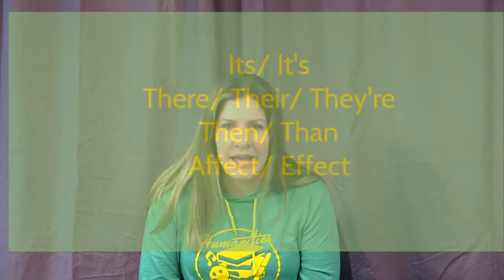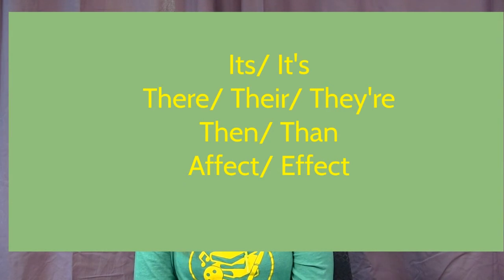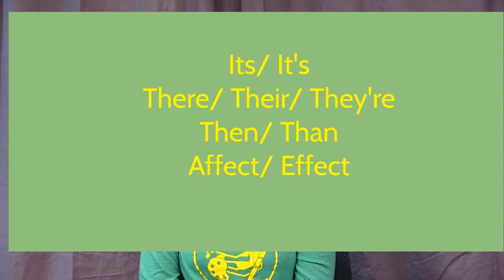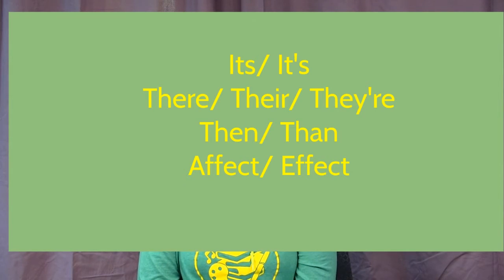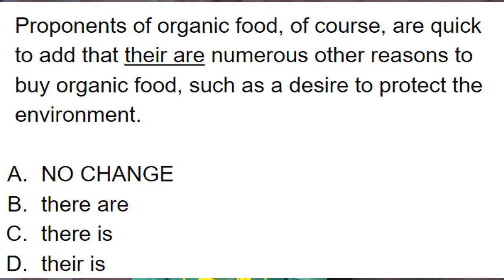So another skill for usage is commonly confused words, and you're very familiar with those. It's versus it apostrophe s, there versus then versus than, affect versus effect, and there's so many more. So let's take a look at your screen for an example. Proponents of organic food, of course, are quick to add that there are numerous other reasons to buy organic food, such as a desire to protect the environment. Again, we're looking to focus on there are, the underlined phrase there. We need to make sure that it's right.